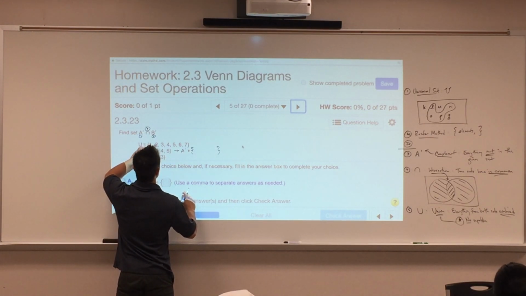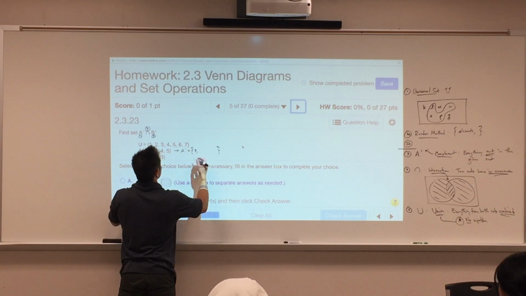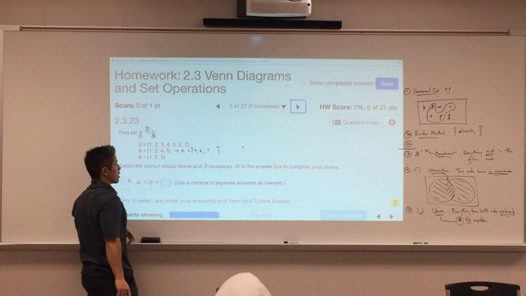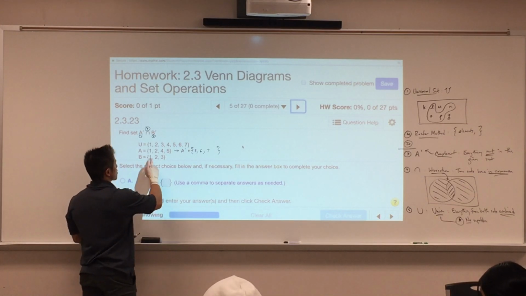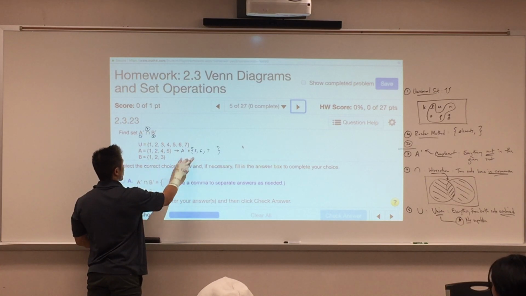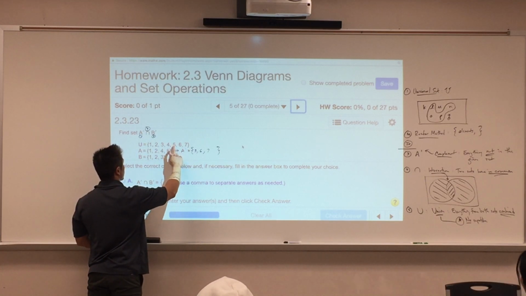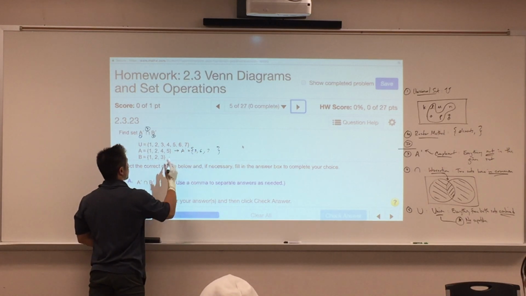So 1, 2, I need 3, 4 I've got, 5 I've got, 6 and 7. Did I leave anything out? Double check your work. It's easy to make a mistake. So I got 1 and 2. I can't use those. I can use the 3 for the complement. Can't use the 4. Can't use the 5. Don't have the 6 or 7. That's good. So I've got A complement.